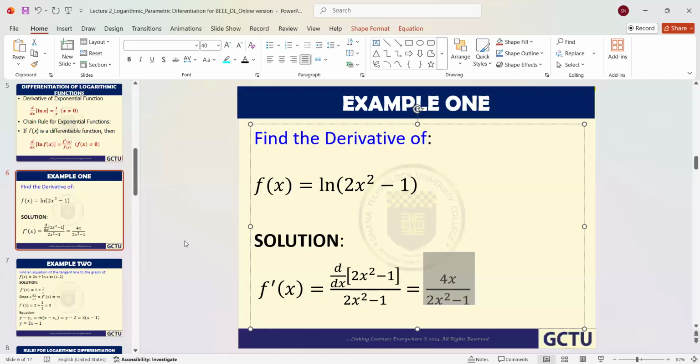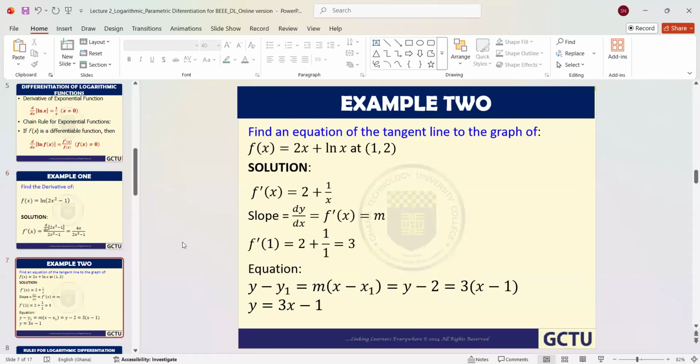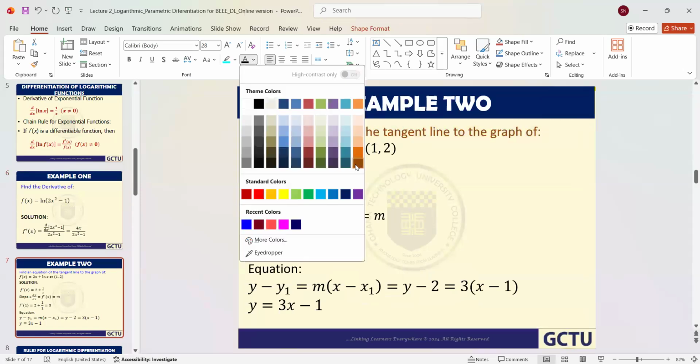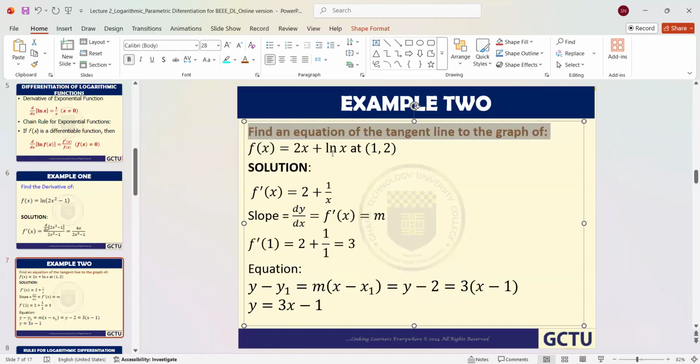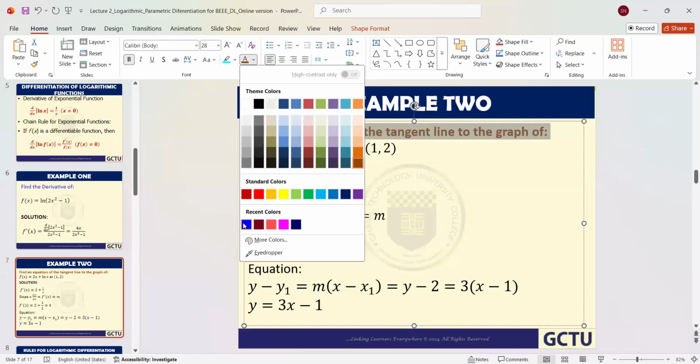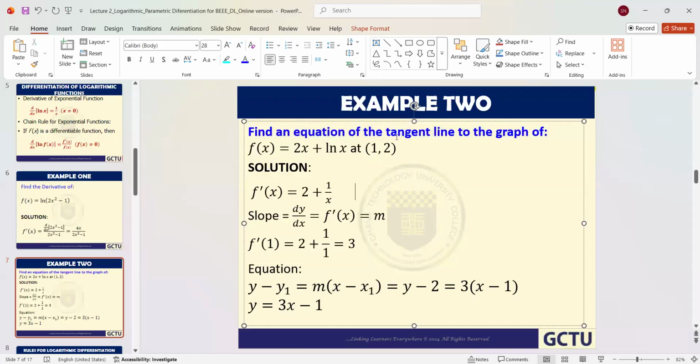Okay, let's take the next example. So find, this one is in a story problem. So we have a few things we are assuming you will remember. Now they are asking us to, first of all, find an equation of the tangent line. I don't know what this color is. Let me change it back to blue. Find an equation of the tangent line to the graph of this.